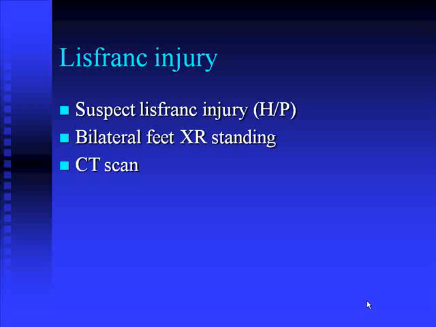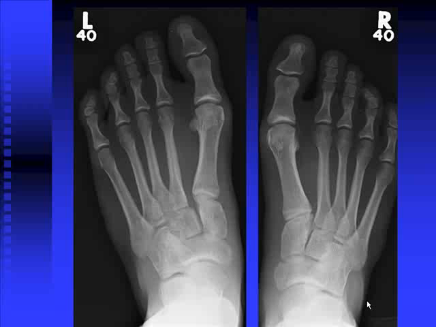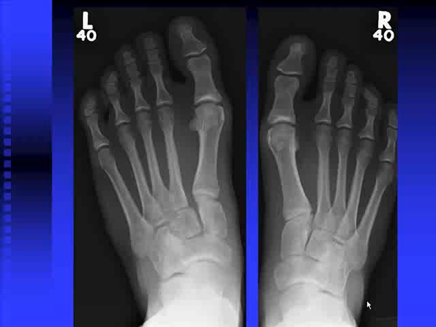Now, if you suspect the injury, and it is not obvious on the plain x-ray, try and obtain x-rays standing. And I'll show you an example of this. If you get a weight-bearing x-ray of the foot, it'll often make this injury more obvious. And of course, a CT scan will help you make the diagnosis. So here's an example. You can see getting the two x-rays. When you first look at this x-ray, the injury may be not so obvious.